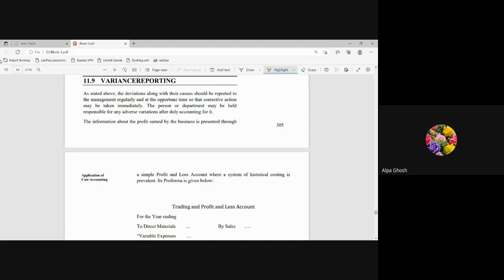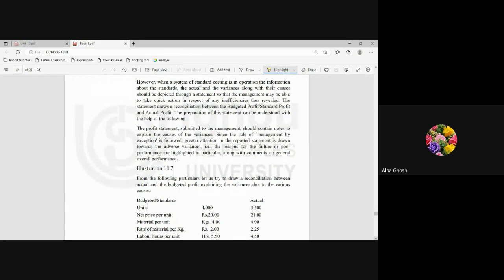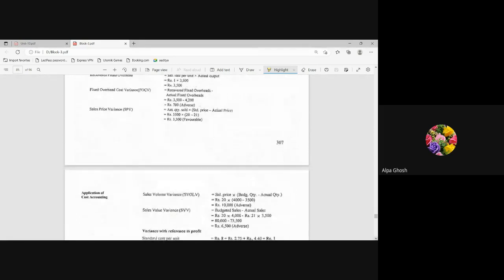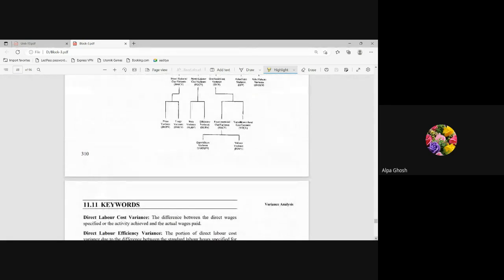So some variances are not only operational variances, but some variances are because of mishandling of the products also. So we need to identify the department from which the variance has occurred, and we need to hold those persons or that department responsible. So this is the summary of all.